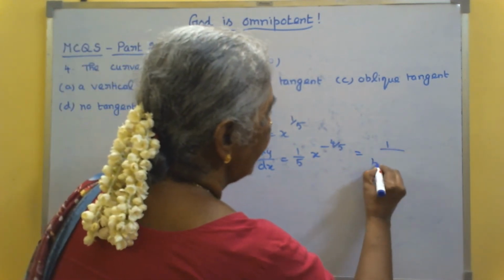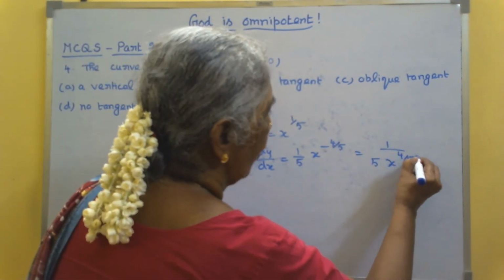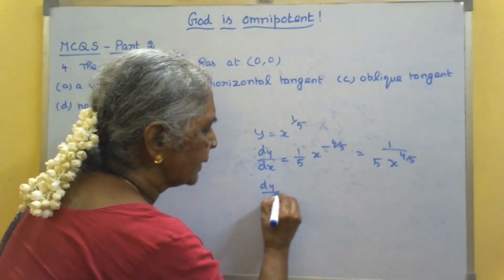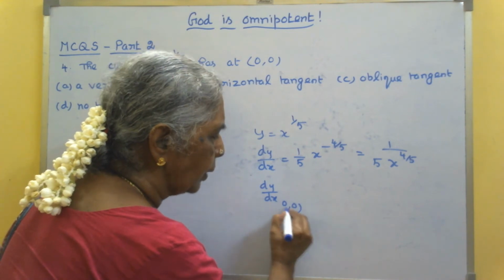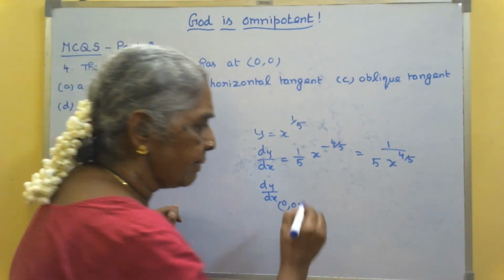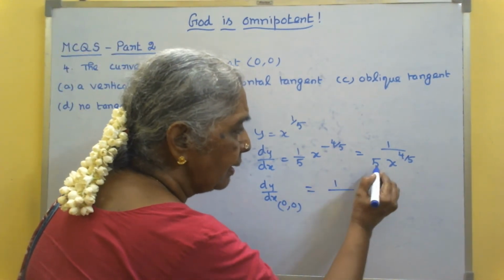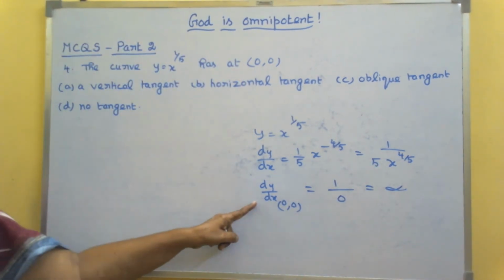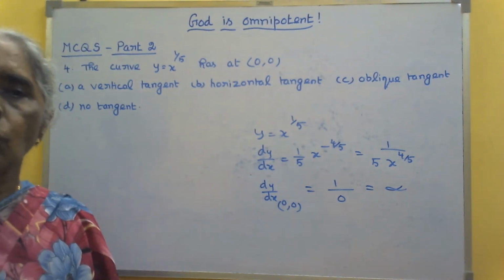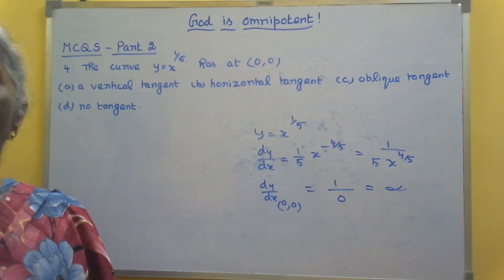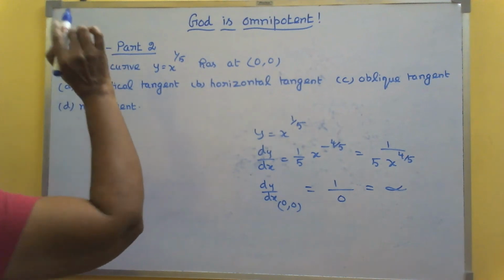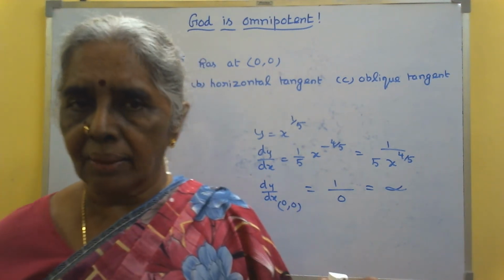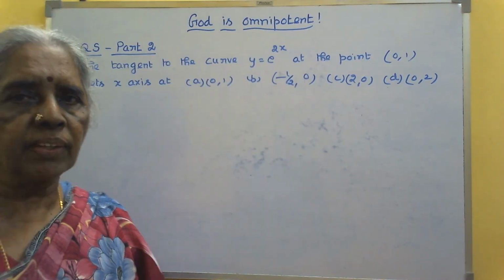We can write it as 1 by 5 x power 4 by 5. Let us make the exponent positive. Now the dy by dx at (0, 0), that is the slope of the tangent, right? That is equal to 1 by 5 into 0, so that will be infinity. So the slope is infinity. That means your tangent is parallel to the y-axis. So you can write it is a vertical tangent. So option A is your answer. Do you understand? The fifth sum.